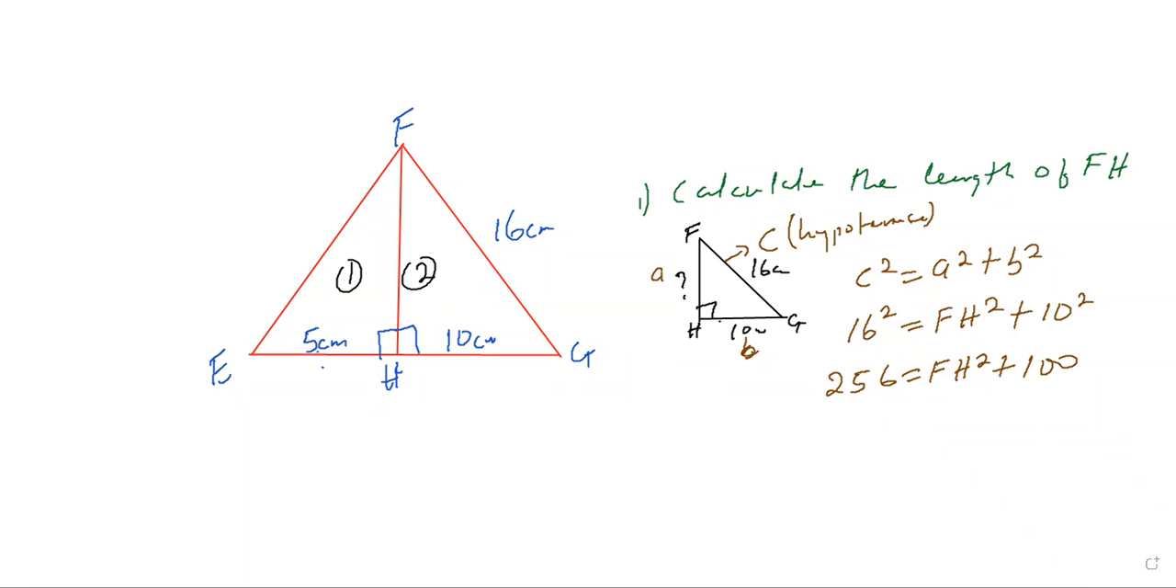Right. So 256, we transpose, minus 100 is equal to FA squared. Now, this will give me 156, right? It's equal to FA squared. Now, what will I do next? Find the square root. So we get rid of the what? The square. We get rid of the square, right? Opposite of square is what? Square root. Square root of 156 is equal to FA.